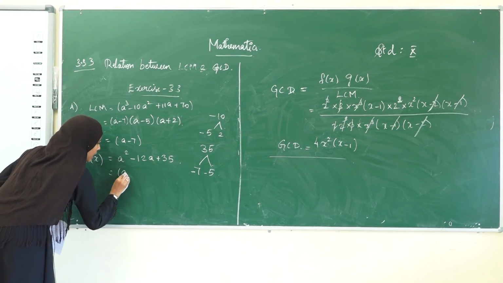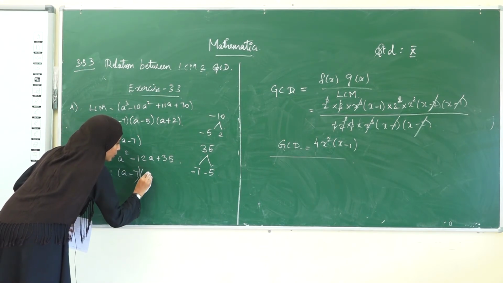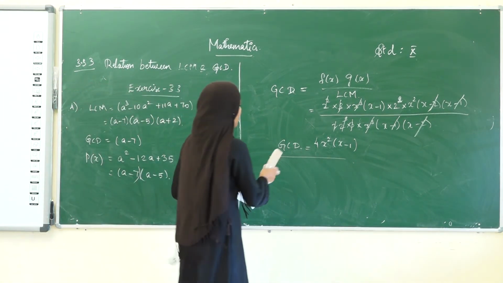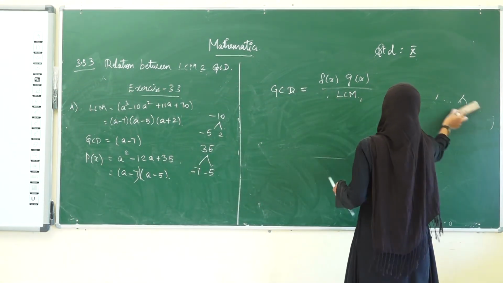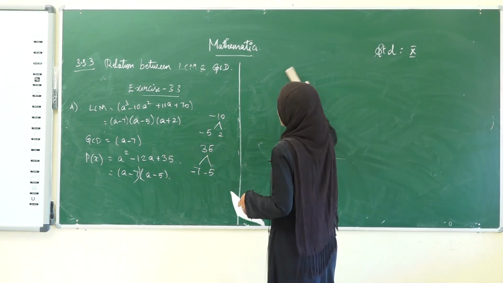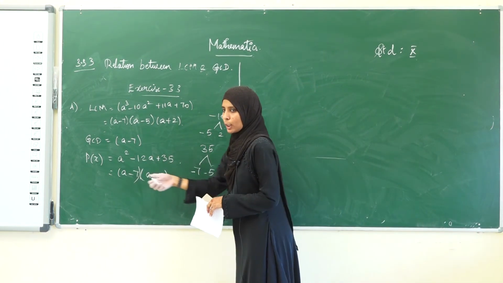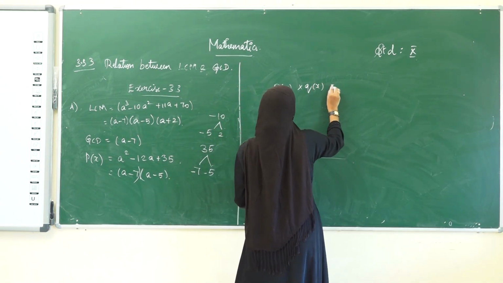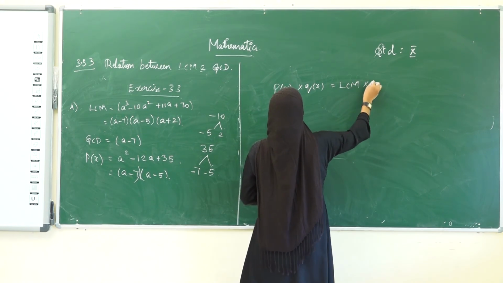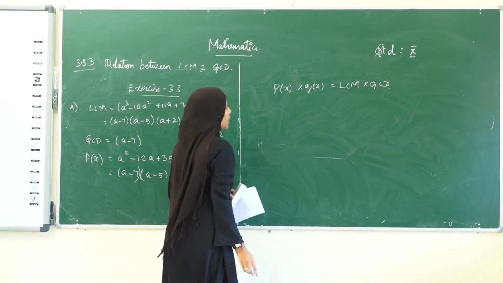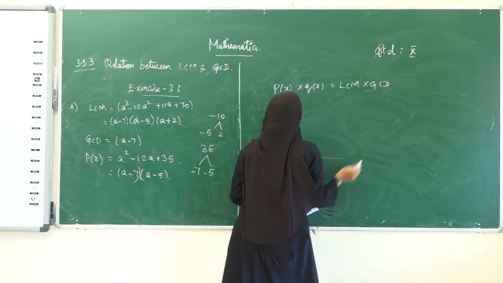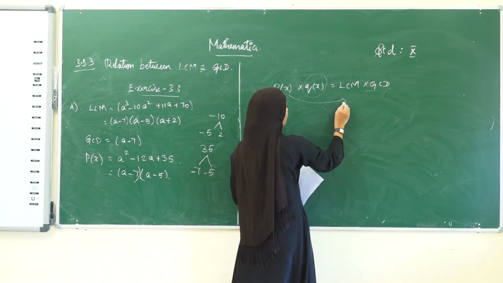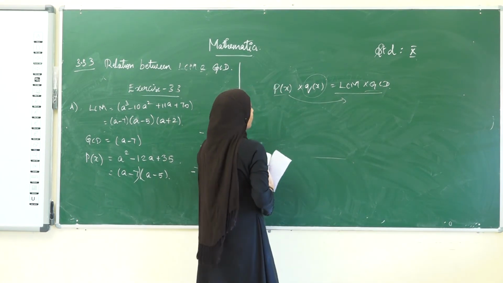Therefore, this can be written as (a − 7)(a − 5). Okay, see here what we are going to find. This is the formula. For f(x) and g(x), they have given p(x) and q(x). We know the formula: p(x) into q(x) will be equal to LCM into GCD. They have given this term and this term. We have to find q(x). Therefore, we keep q(x) on this side, and we take p(x) down. So, what's the required formula here?